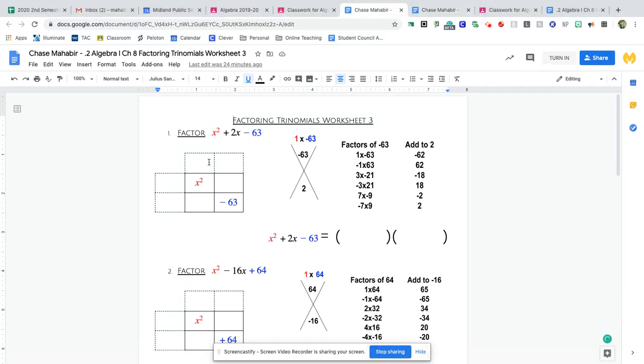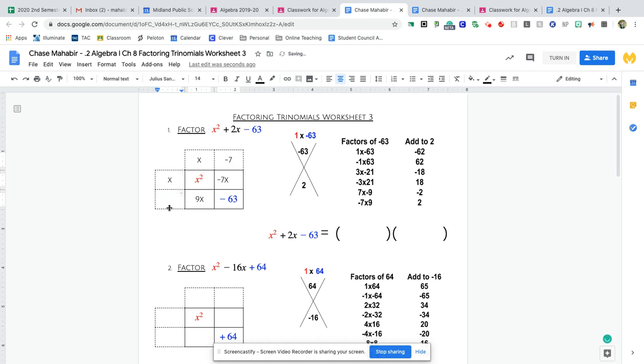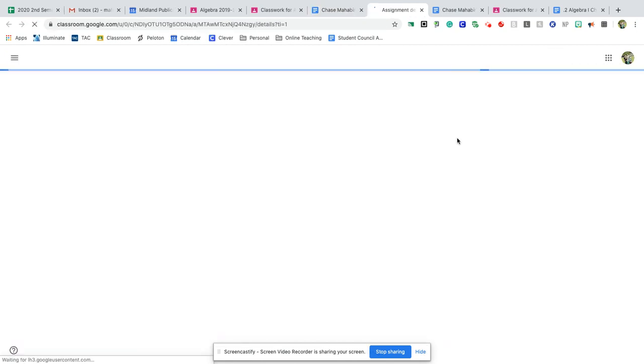Once you've done that, you would click that turn in. So if I put those answers back in there, this would be my negative 7x and my 9x. I couldn't hand it in because I have different options for being a teacher, so I had to be logged in under Chase, not me. So my answer is x minus 7, x plus 9. Then I go up here to turn in and I hand it in.